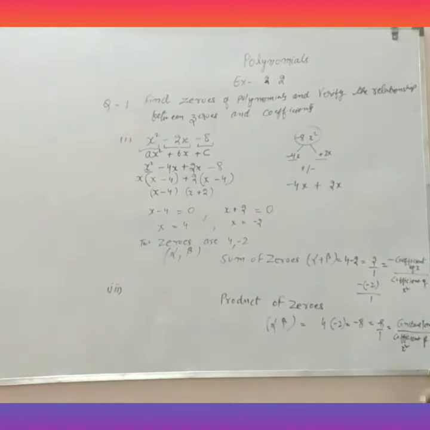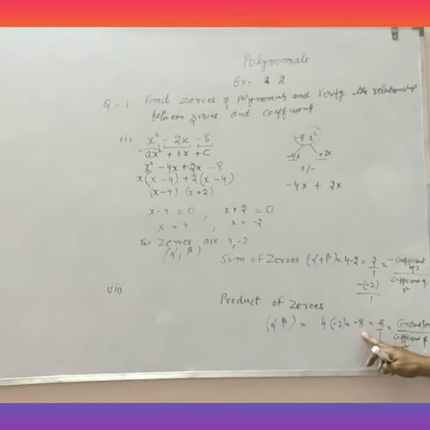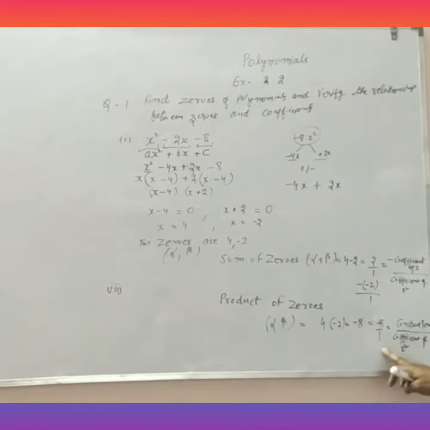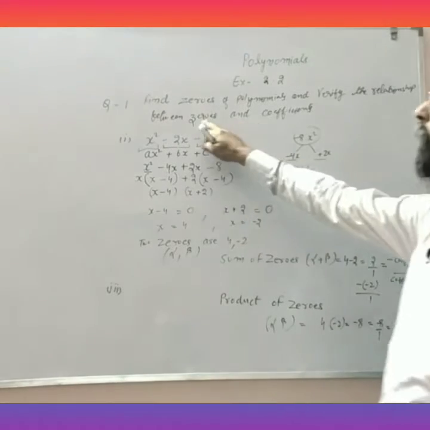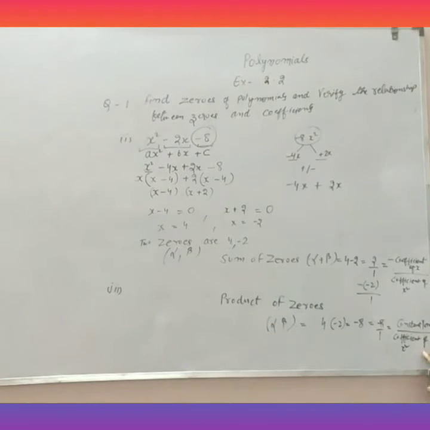This is the formula for the product of the zeros, alpha into beta, 4 into minus 2, which is minus 8. Minus 8 can be written as minus 8 upon 1, where minus 8 is the constant term and 1 is the coefficient of x square. So this is the relationship between zeros and coefficients.